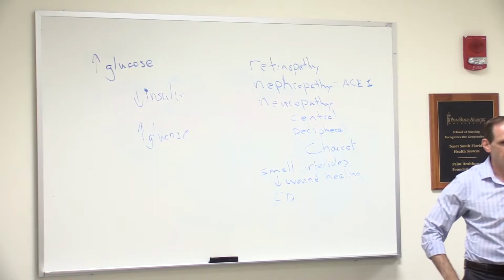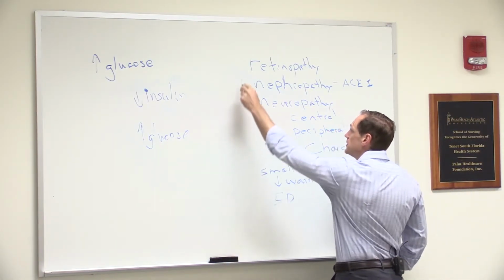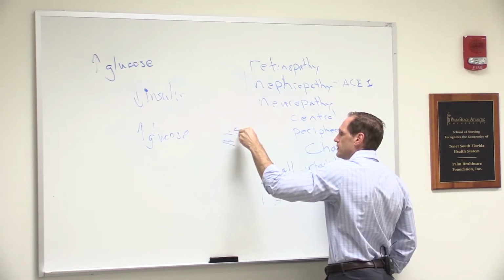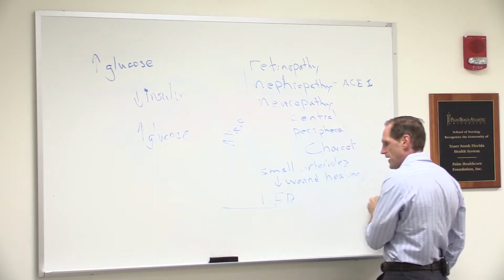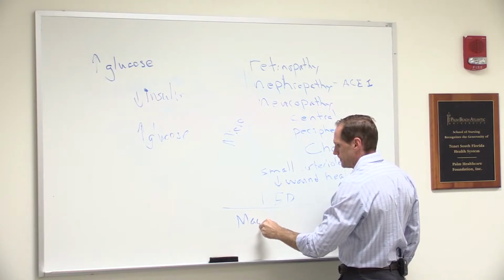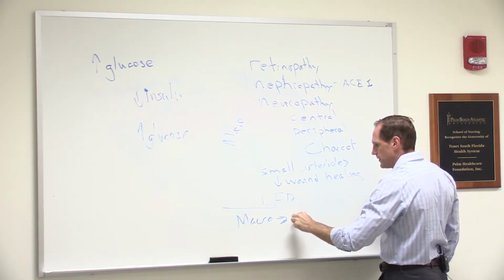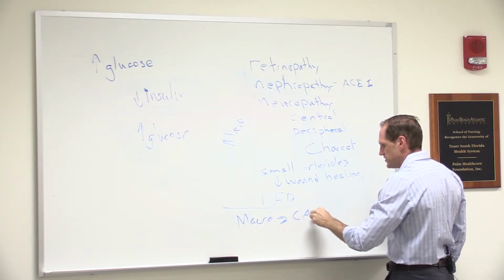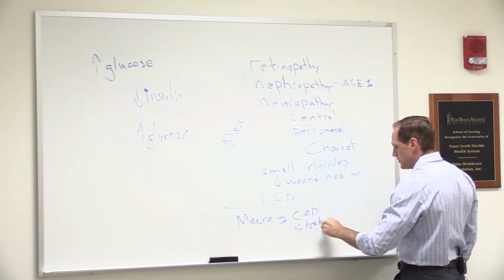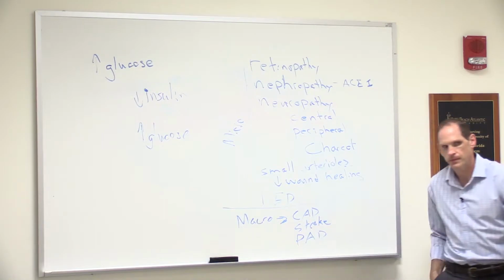Now, the other type of vascular complication is called macrovascular. So these are all micro, and now we've got macro. And the macrovascular complications are coronary artery disease, stroke, and peripheral arterial disease.